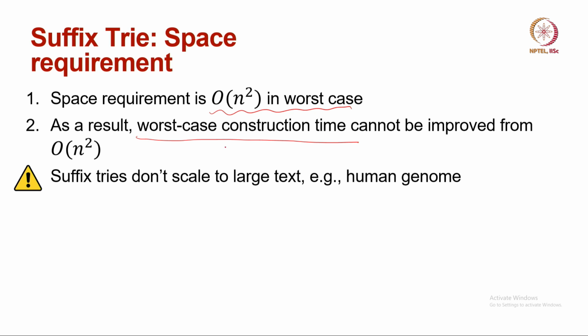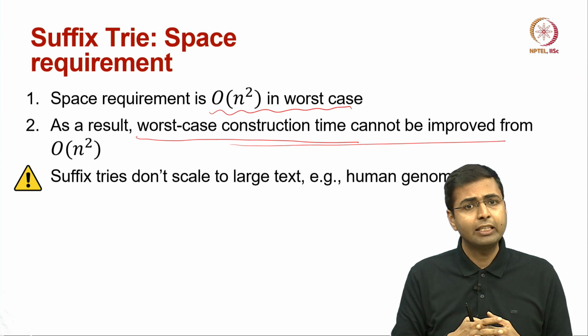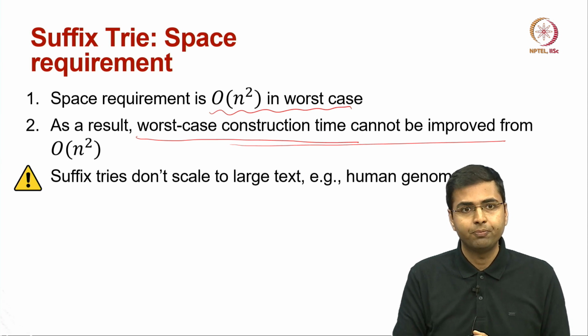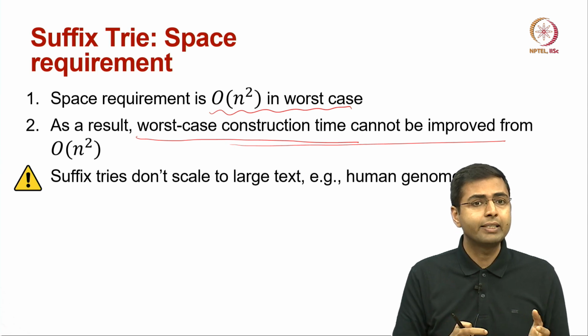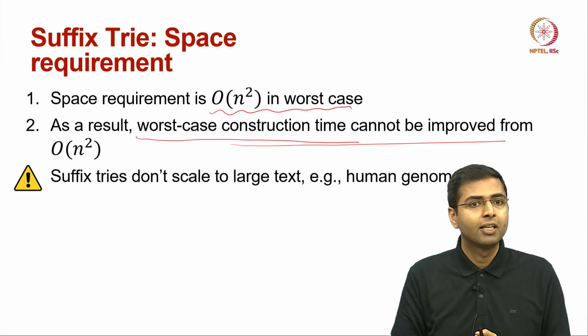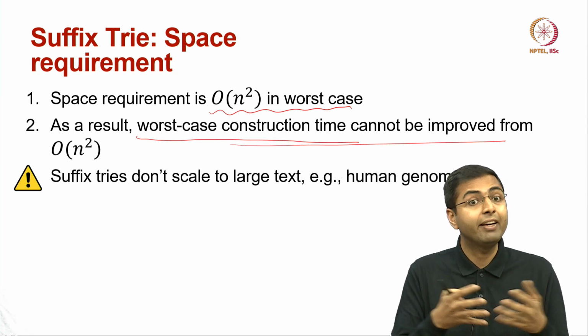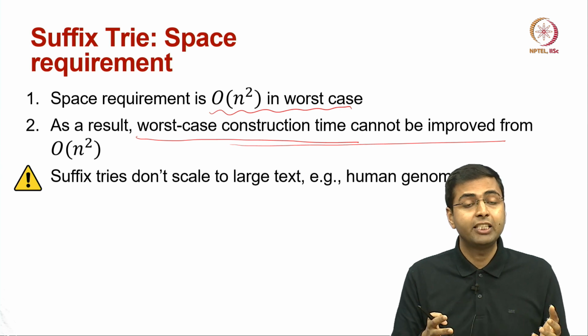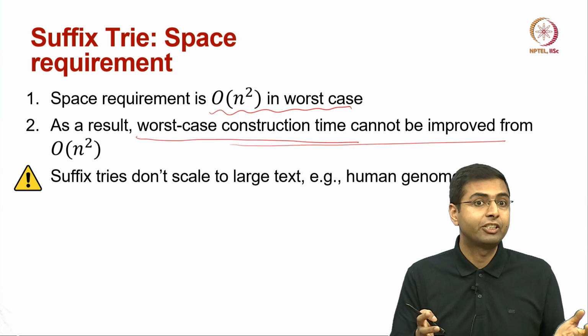So worst case construction time cannot be improved from n square, and because of this limitation suffix tries do not scale to large text, for example the human genome. The good part was that suffix tries allow you to solve very many queries conveniently, but the bad part is that the space and runtime requirements of constructing and saving it are quadratic, which is much larger than we can allow for large texts.